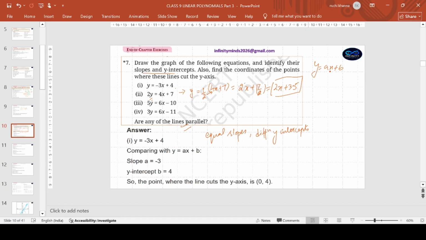So y is equal to ax plus b. Value of a is 2. You can't call it 4. Okay, slope is 2. And 3.5 or 7 by 2 will be considered as the y-intercept. Similarly for the other ones, 5 will go there, it will be a 6 by 5 slope, minus 10 by 5, that will be minus 2 as the y-intercept. And similarly for them.